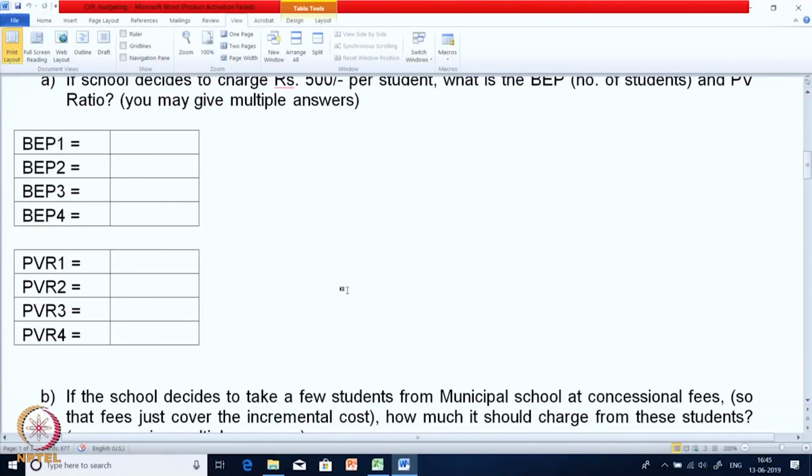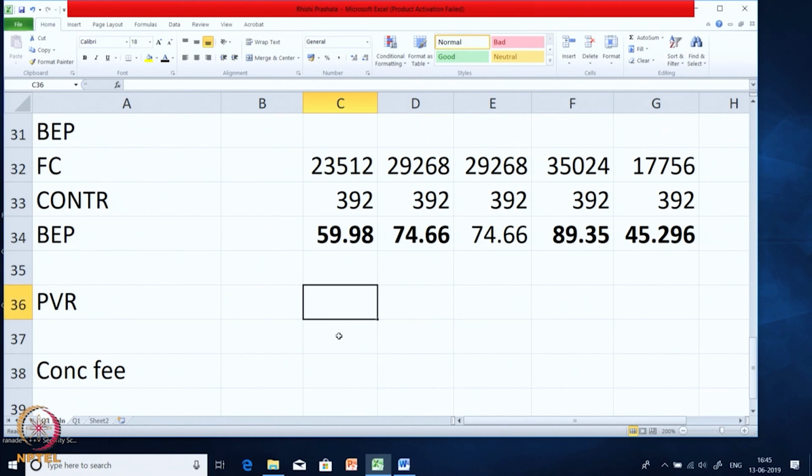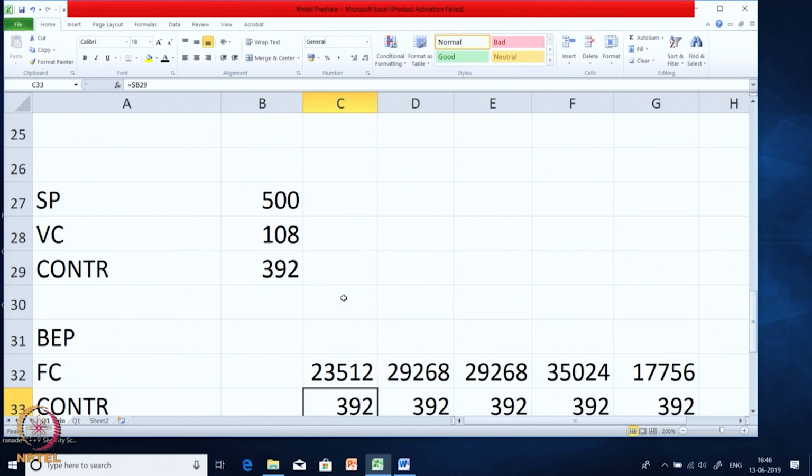That is why while answering the first part of the question, you will have to come out with 4 answers of BEP. Now what are the 4 PV ratios? Can you calculate? PV ratio, all of you know the formula, contribution upon selling price. So how much is the PVR? Are you able to calculate PV ratio for each of the scenarios? In the first case it becomes 0.7840, that is 392 upon 500.